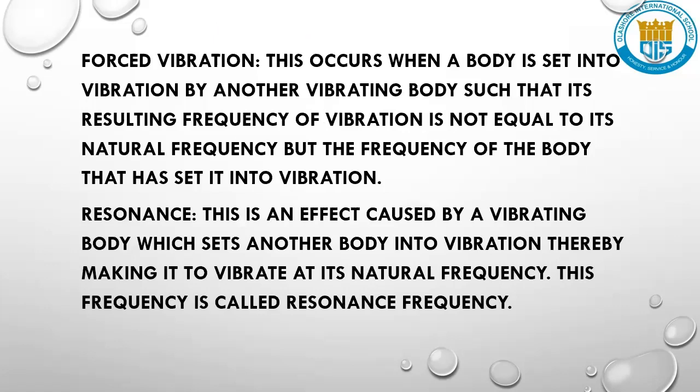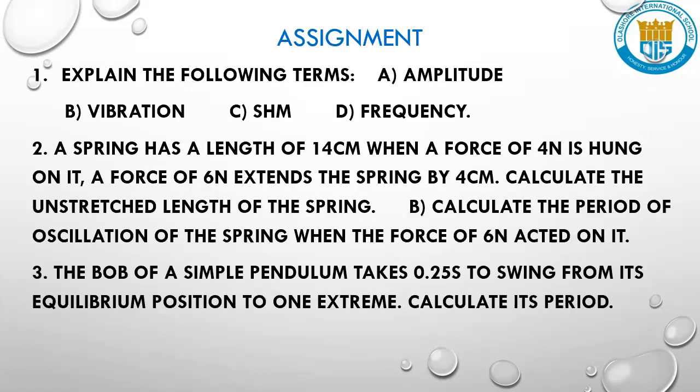Forced vibration, this is when one body sets another body into vibration. That means you have a body vibrating, and because it's vibrating, maybe it strikes another body, and then that second body now begins to vibrate. That's a forced vibration. And then we have resonance. Resonance is also a type of forced vibration, but in this case, both bodies will vibrate at the natural frequency of the body that has been set into vibration. That is a frequency called resonance frequency. We may have to go back and read up on these slides again for better understanding of this.